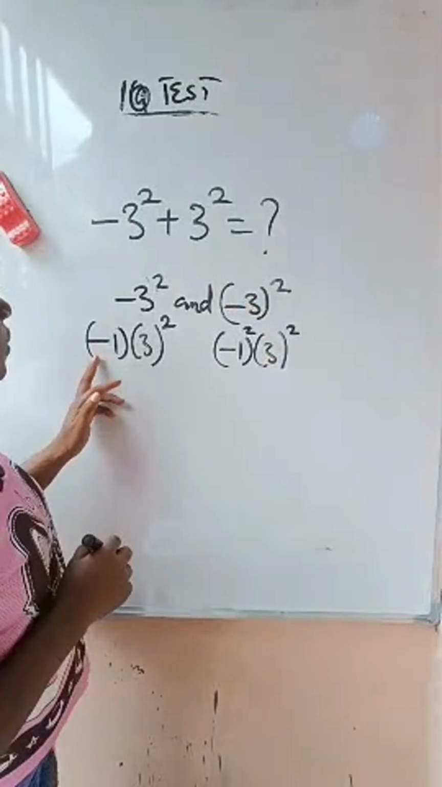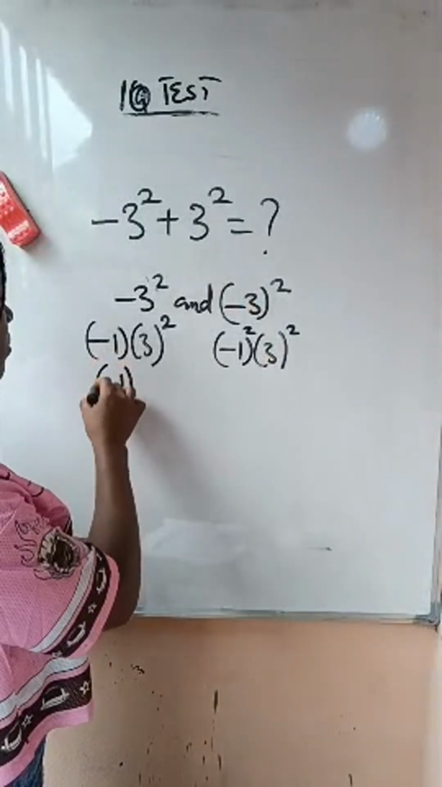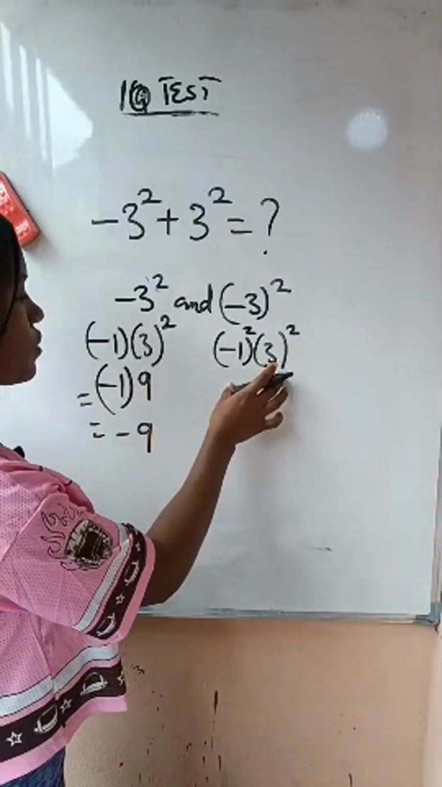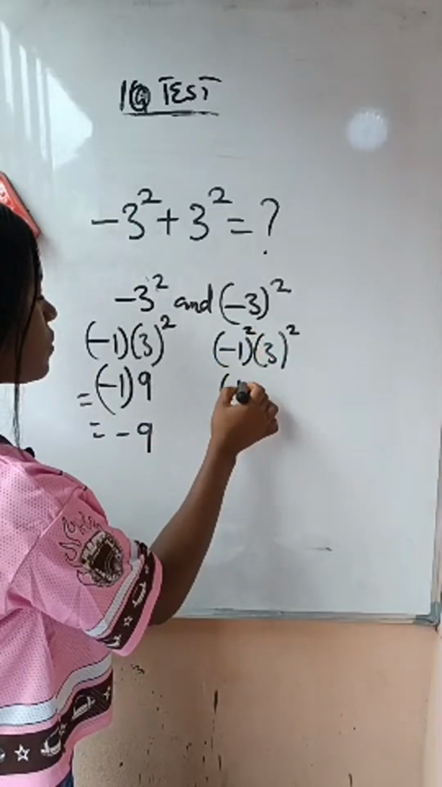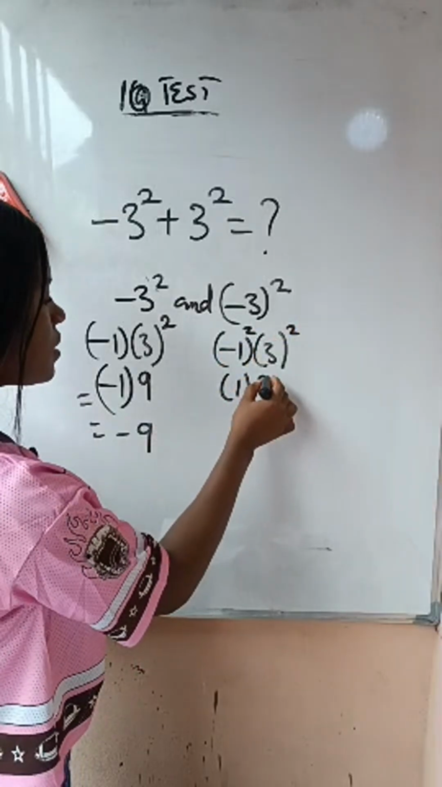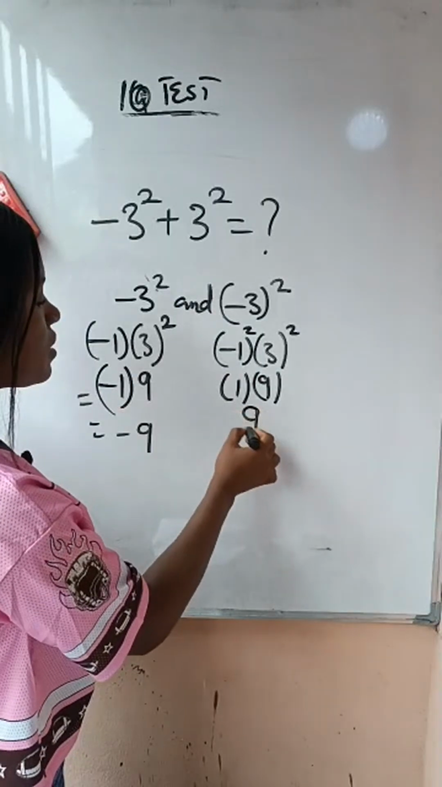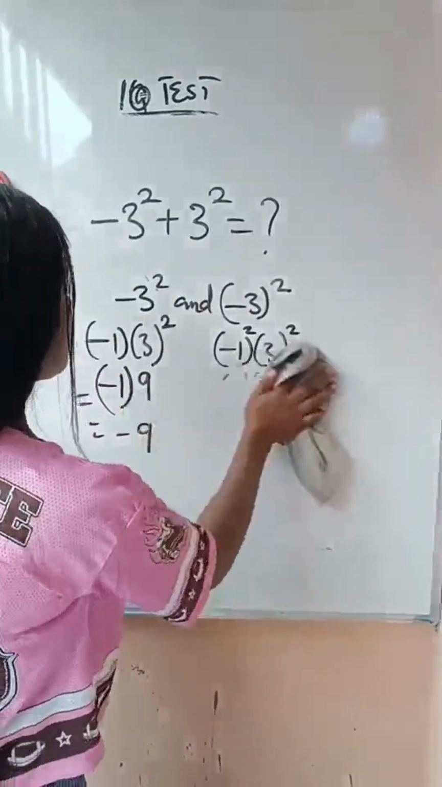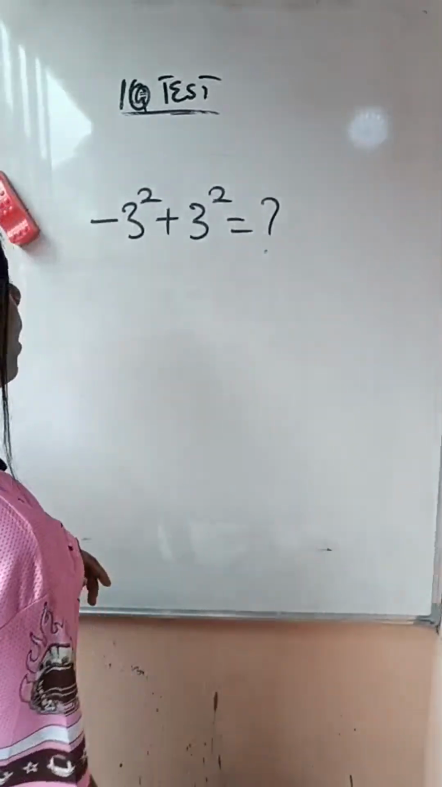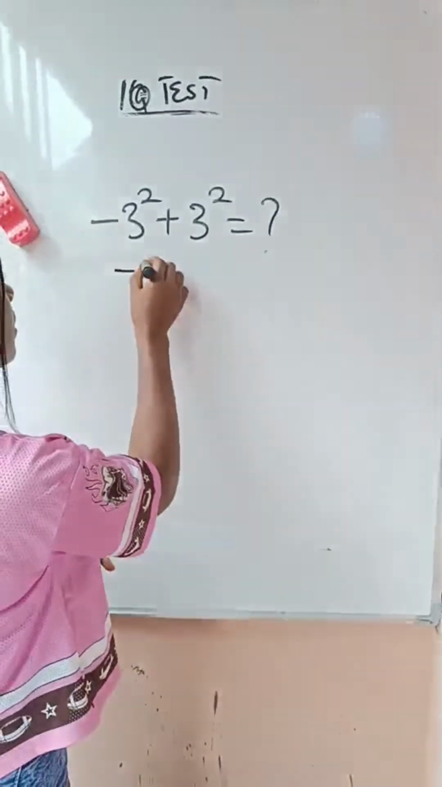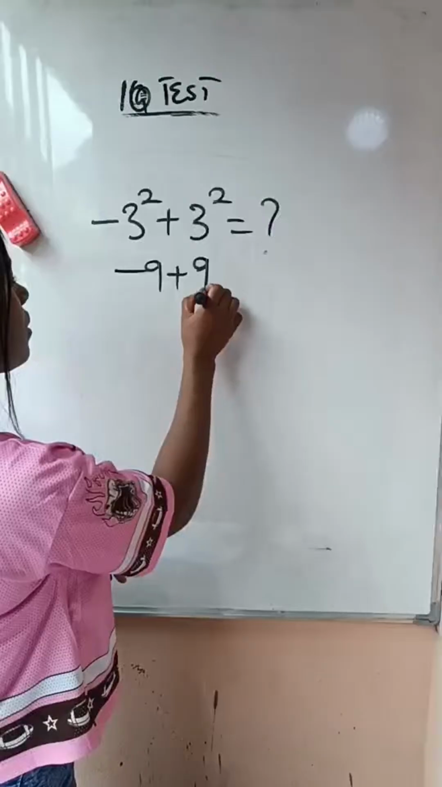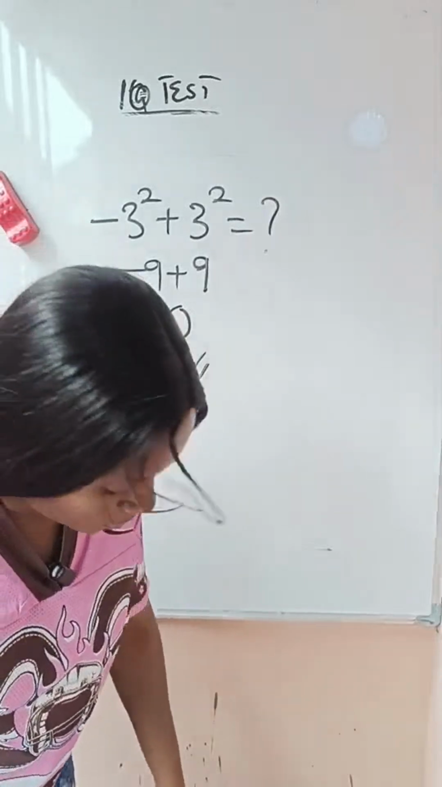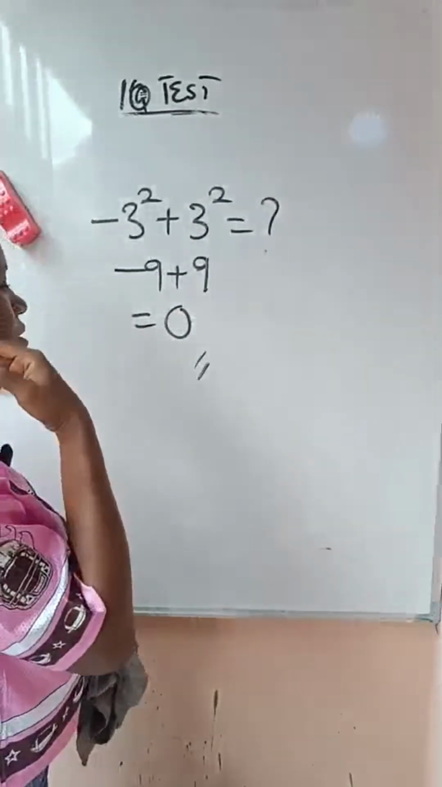So if we solve this, we have minus 1 multiplied by 9, which gives us minus 9. But if we solve the other, minus 1 squared gives us 1, and 3 squared gives us 9, so we have positive 9 here. It simply means that minus 3 squared is minus 9 and 3 squared is 9, and this will give us 0. So if your answer is 0, you are right. The answer is correct.